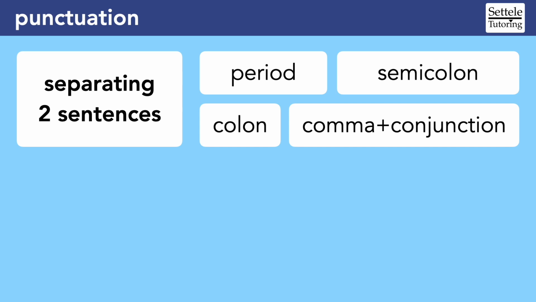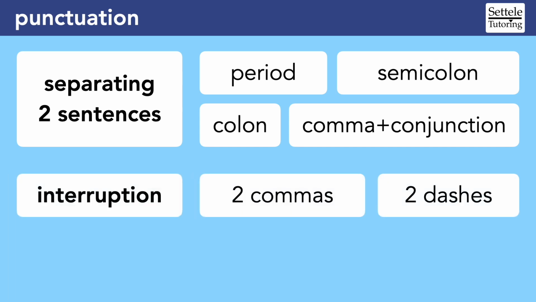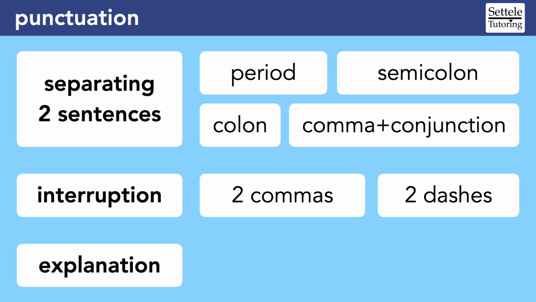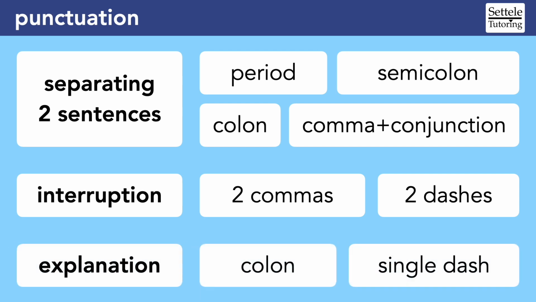Colons can also be used to separate two sentences, and so can commas when they are paired with conjunctions. Interruptions can be marked off with two commas or two dashes. The SAT will usually make the decision of which to use for you, and then your task will be to complete the symmetry. Explanation clauses can be added to the end of a sentence using either a colon or a single dash. Again, if the SAT offers you both options, there isn't really a way to choose between them, so it's likely that both are wrong.